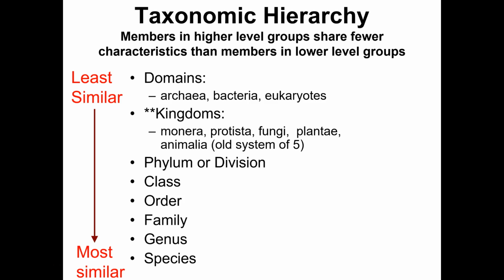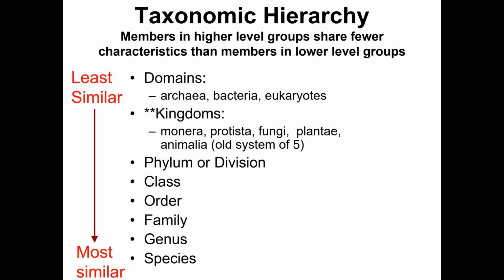So why are they ordered from least similar to most similar? Because as you work from the top of the taxonomic hierarchy down, there are more and more included groups. For instance, there's 3 domains, but when you go down to phylum, there's hundreds of phyla. And then there's thousands of classes, and there's tens of thousands of orders, and there's more families, and more genera, and more species. So the 3 domains are the least similar to each other. Archaea, bacteria, eukaryotes. That's as distinct as you can get.